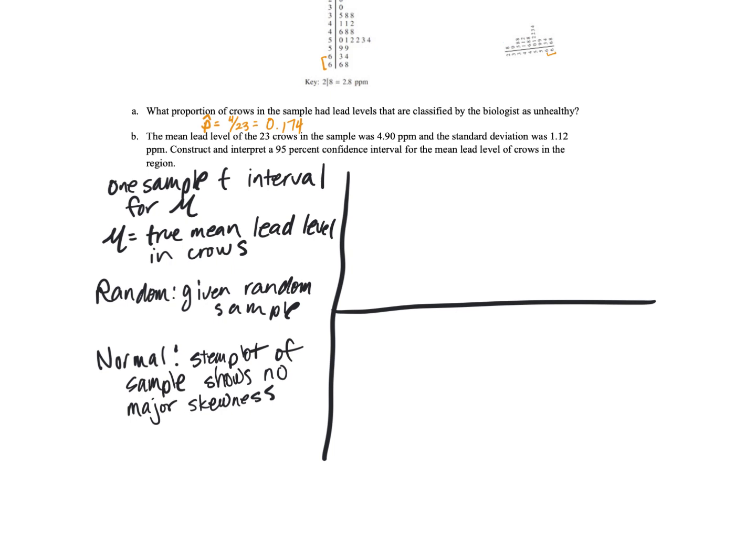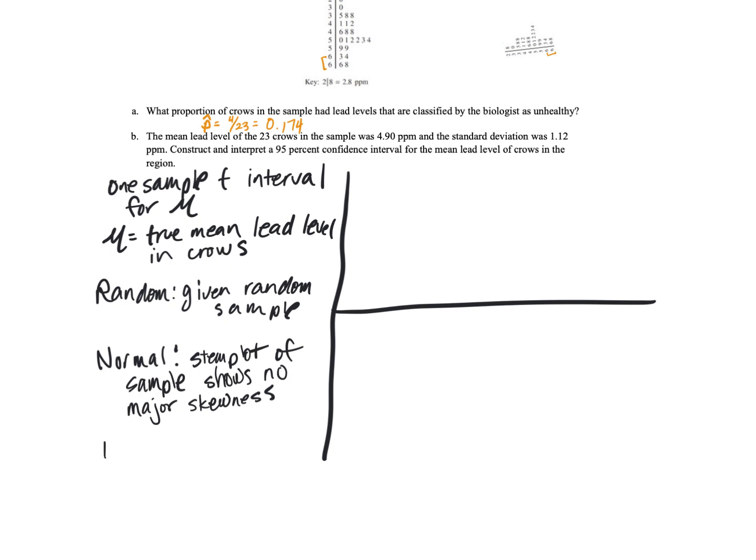So when it comes to it, most of the time they'll give you a stem plot or a dot plot or a histogram of the sample to check those conditions. It's been a really long time since they've asked that question without giving you the graph, unless the sample sizes were really, really tiny. Okay?